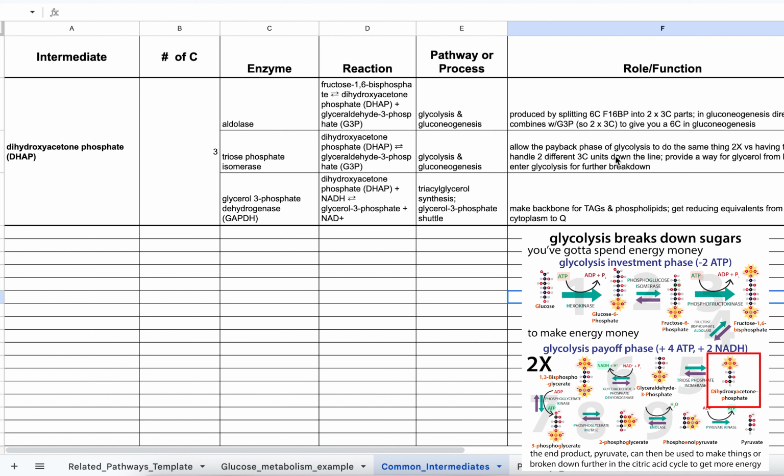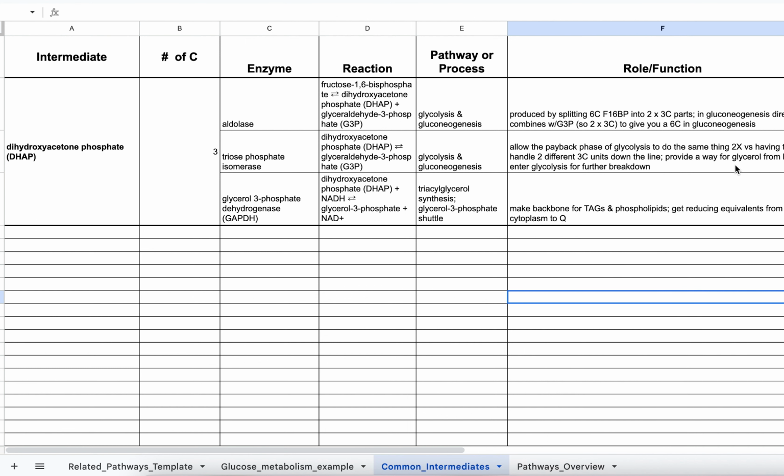But one of the other functions of this is that it provides a way for glycerol from lipids to enter glycolysis for further breakdown. Because when you have glycerol, it can convert to dihydroxyacetone phosphate using glycerol 3-phosphate dehydrogenase. And once we have the dihydroxyacetone phosphate, we can convert it into our G3P, which can continue on into glycolysis.